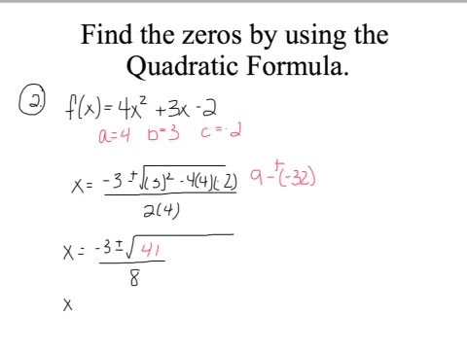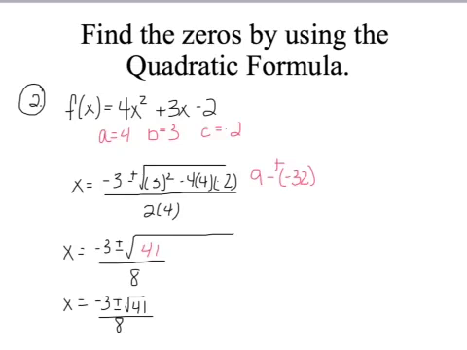Okay, well 41 is a prime number. I can't break it down. So my final answer is just negative 3 plus or minus the square root of 41 all over 8.